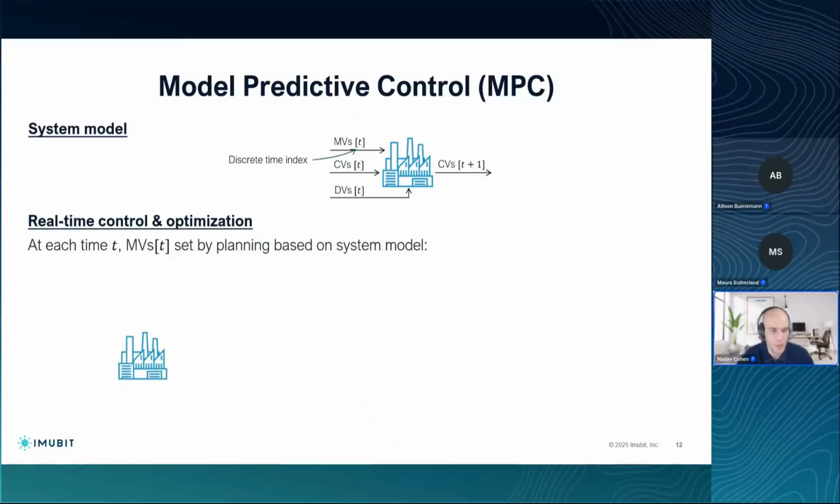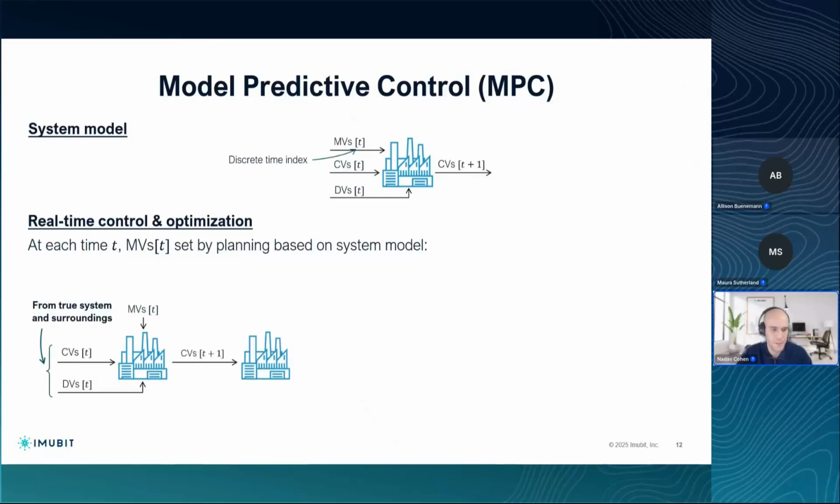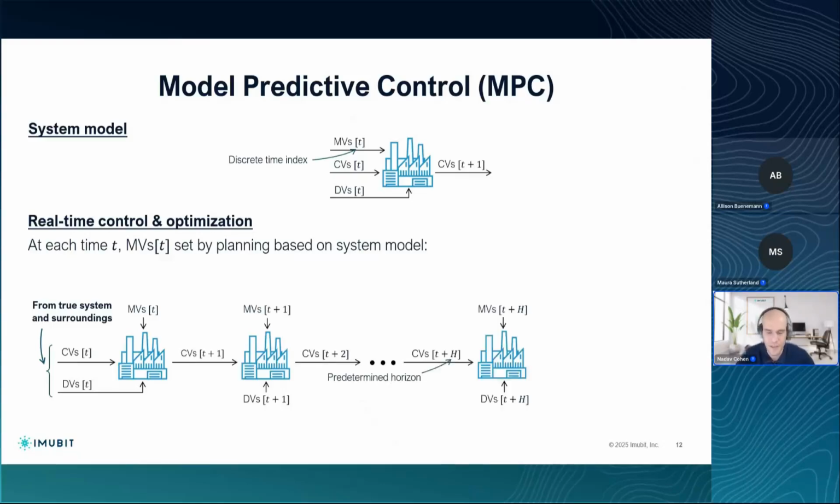I have my system model, and I send to it the controlled variables and the disturbance variables at the current time step from the true system and the surroundings. And then for a given value of manipulated variables at this time step, the system model will give me the controlled variables at the next time step. Then I feed into it the DVs at the next time step, the MVs at the next time step, and I will get the CVs at the time step that follows. I continue in this fashion for a predetermined number of steps. That number of steps is called the horizon.